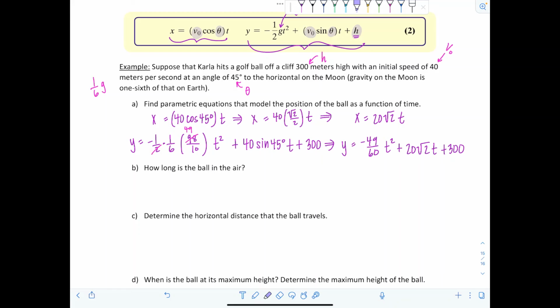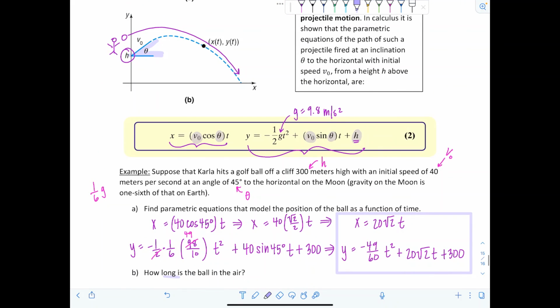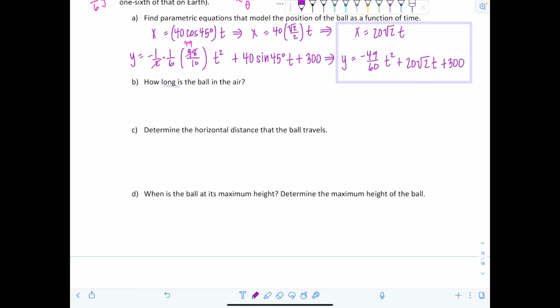Those are the parametric equations that model the position of the ball as a function of time. And we know t is going to start at 0. That's the initial position. The second part of the problem asks how long is the ball in the air? They want to know the time that the ball spends in the air. So you want to know at what time it hits the ground. To figure that out, you need to set y equal to 0. When the vertical distance is 0, then the ball has hit the ground. So set y equal to 0 and solve.